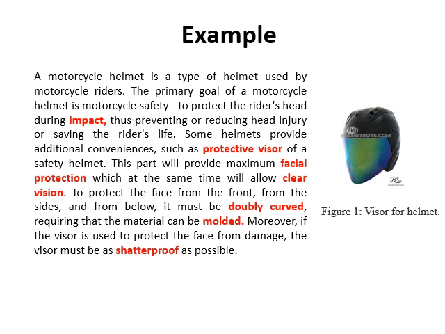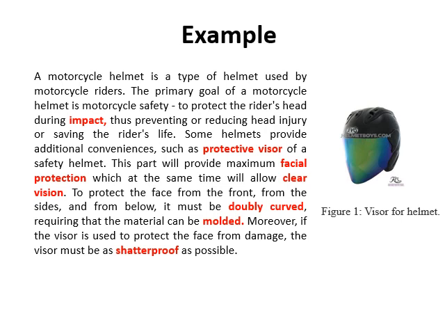Some helmets provide additional convenience such as the protective visor of a safety helmet. This part will provide maximum facial protection, which at the same time will allow clear vision, to protect the face from the front, from the sides, and from below. It must be doubly curved, requiring that the material can be molded. Moreover, if the visor is used to protect the face from damage, the visor must be as shatterproof as possible.